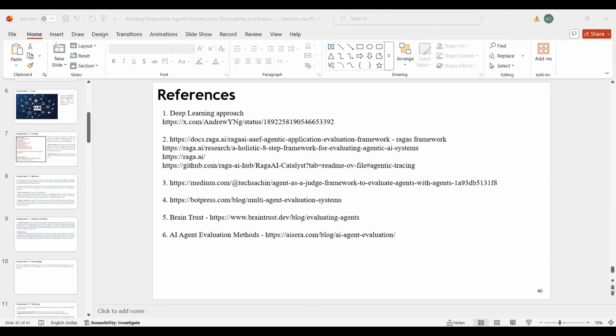There is one question on my end. What are the differences between generative AI and agentic AI?